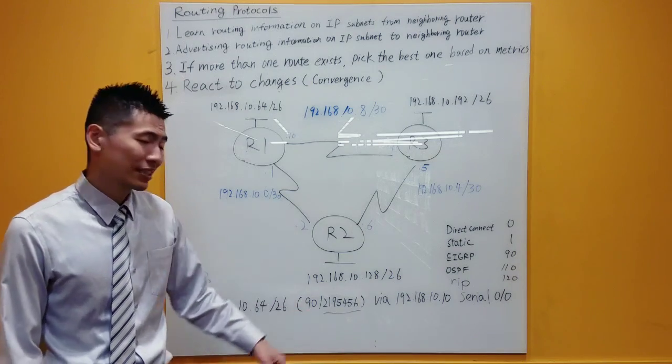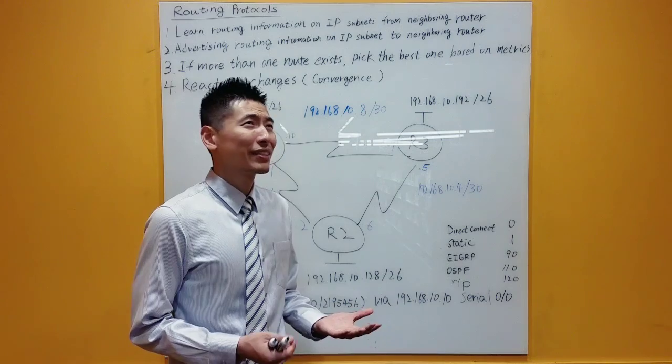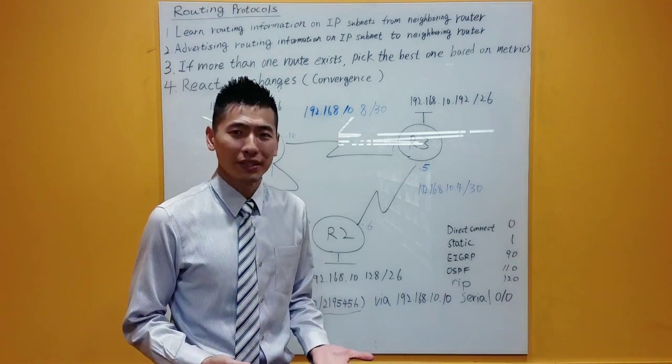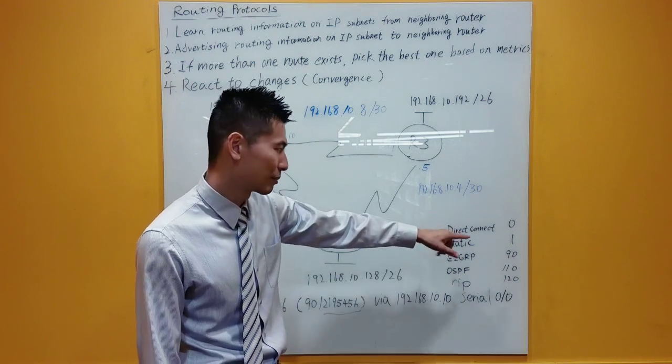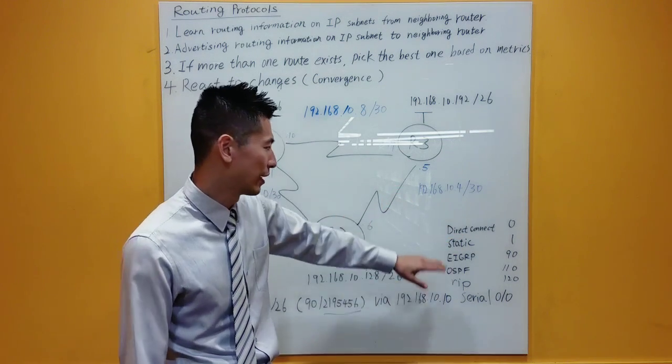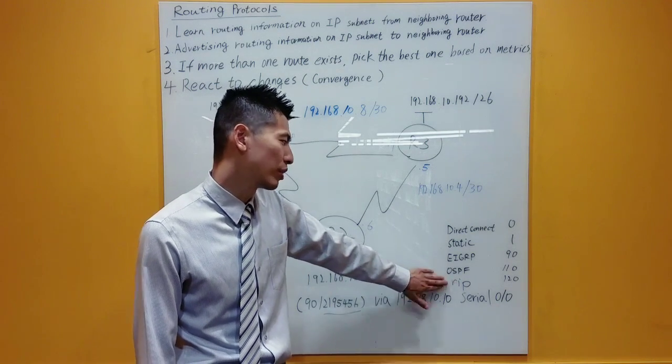So the solution is to look at administrative distance. AD, you can think of it as trustworthiness. If it's a directly connected route, the number is 0, so it's the most trustworthy. If it's static, 1; EIGRP, 90; OSPF, 110; and RIP, 120.